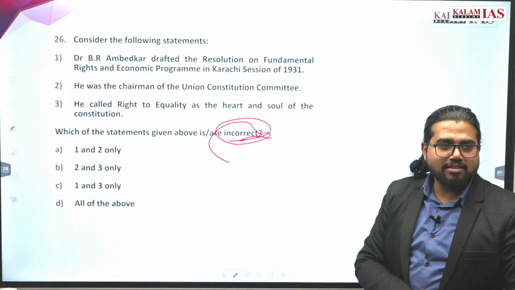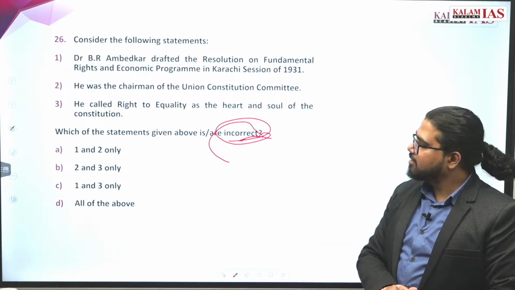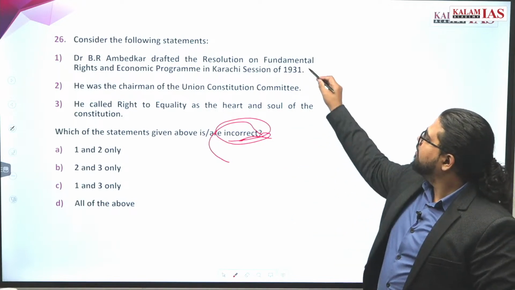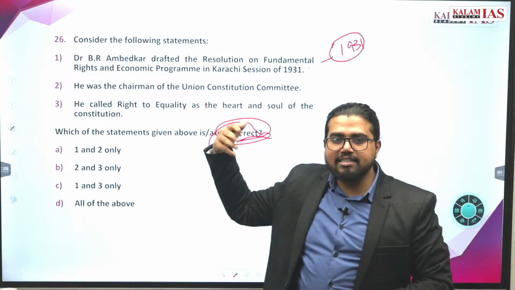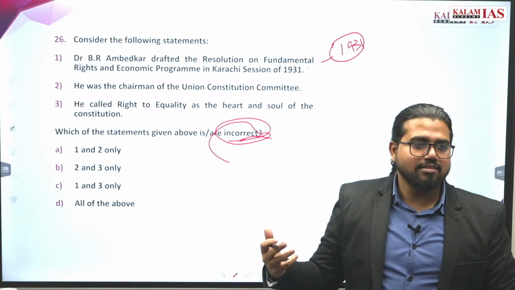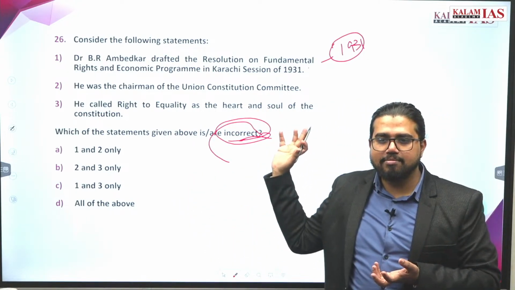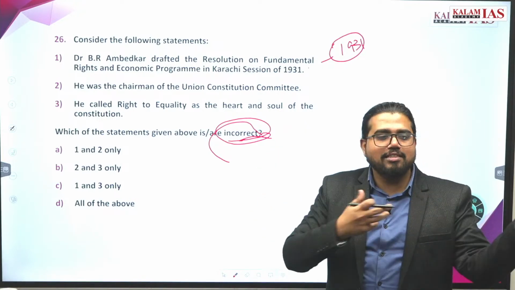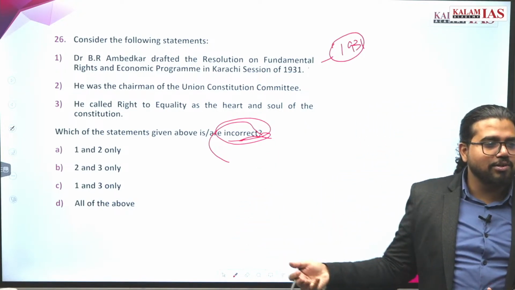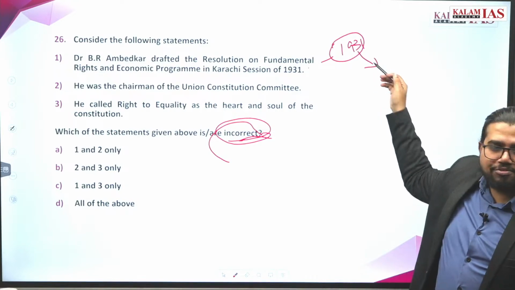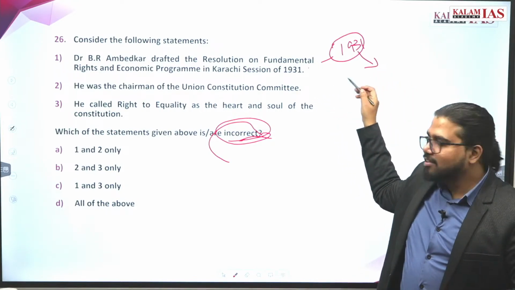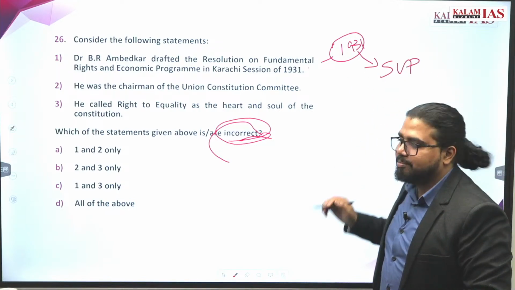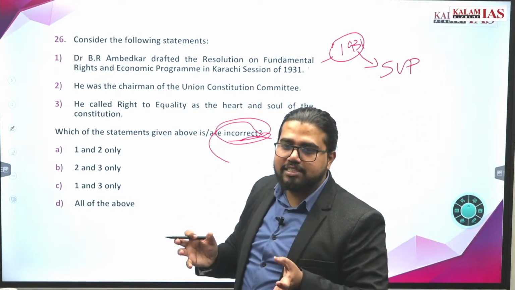Which one is incorrect? Don't make a mistake here. First thing, what is the speciality of the 1931 session? Who presided over it? What was going on during that time? CDM was going on at some level, and Gandhi-Irwin talks were going on. Who presided over this session? This is a very famous session for one reason. Sardar Vallabhbhai Patel presided over this session. Why is it special?